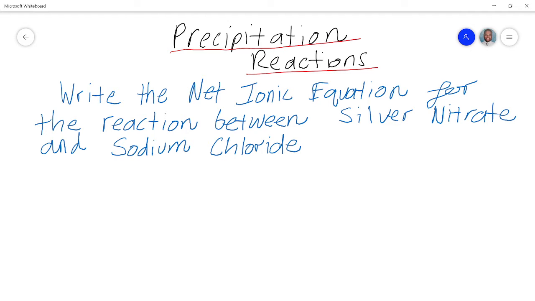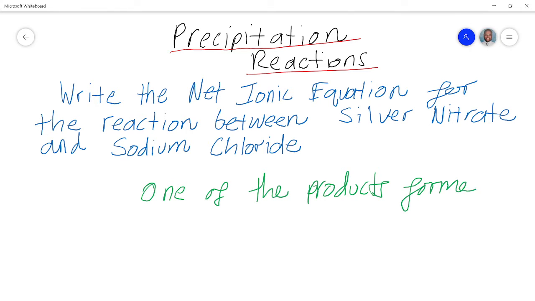So in a nutshell, what is a precipitation reaction? A precipitation reaction is a reaction where one of the products formed is a precipitate, all right, or becomes a precipitate.